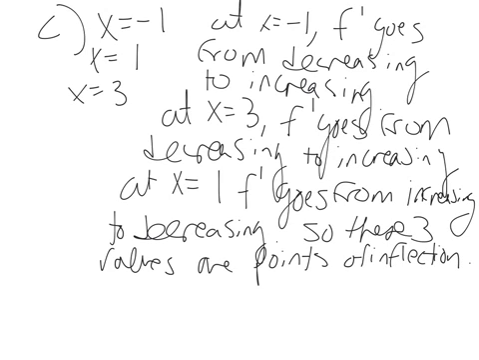You could have combined x equals -1 and x equals 3 into one sentence, but that's okay. Nice to be thorough. So that's how you say that something is a point of inflection. You have to say that the derivative goes from increasing to decreasing or decreasing to increasing.